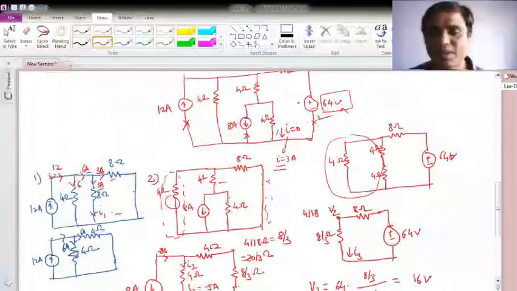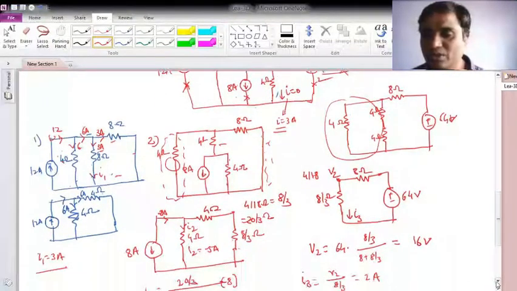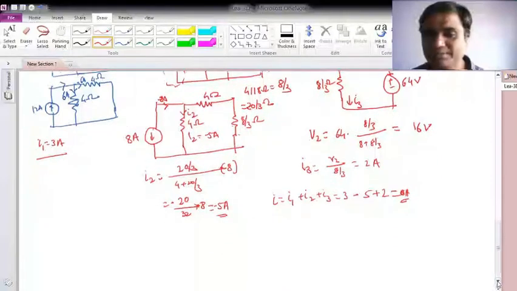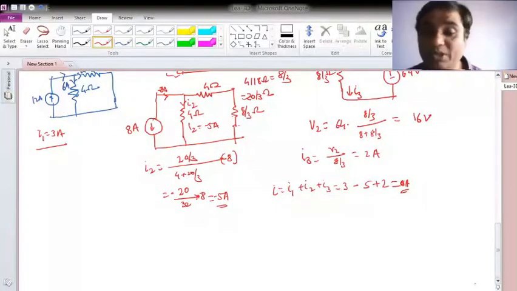Okay. So this way you can solve using the superposition theorem, and with this you can find out the current or voltage for a particular branch, you can say. Okay.